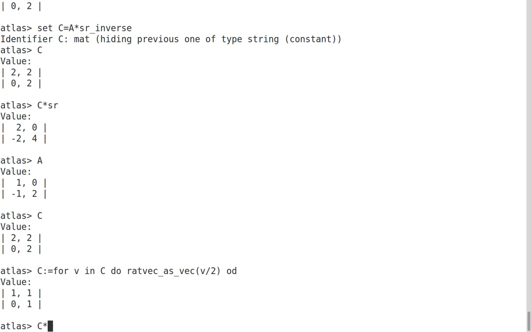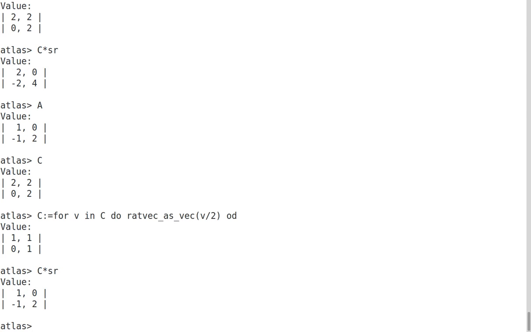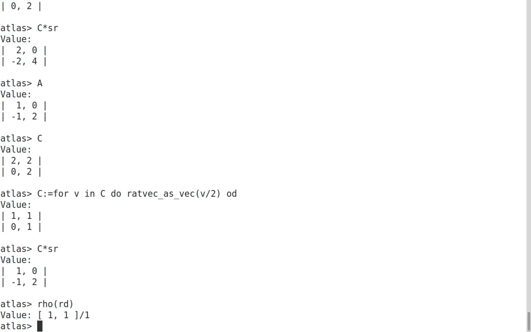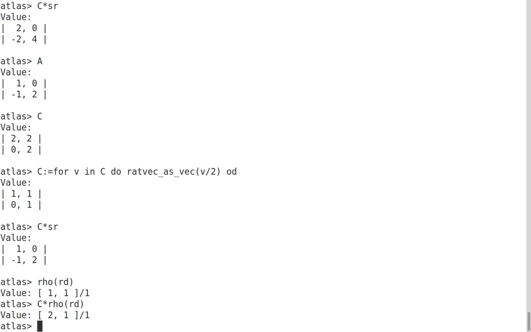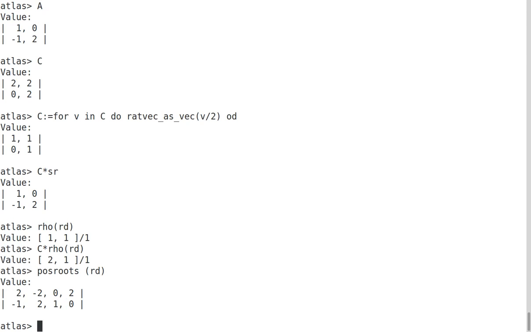If I multiply C times the simple roots in the bad coordinates, I get the simple roots in the good coordinates. So for example, if I look at rho of this root datum, well, it's the simply connected root datum, so it's the fundamental weight coordinates, and rho is 1, 1, which isn't what I want, but if I wanted to get rho in the coordinates that I like, I'd multiply it on the left by C. As another example, if I look at the positive roots of this root datum, they're a little bit strange, but to get the ones that I want, I multiply them on the left by C.